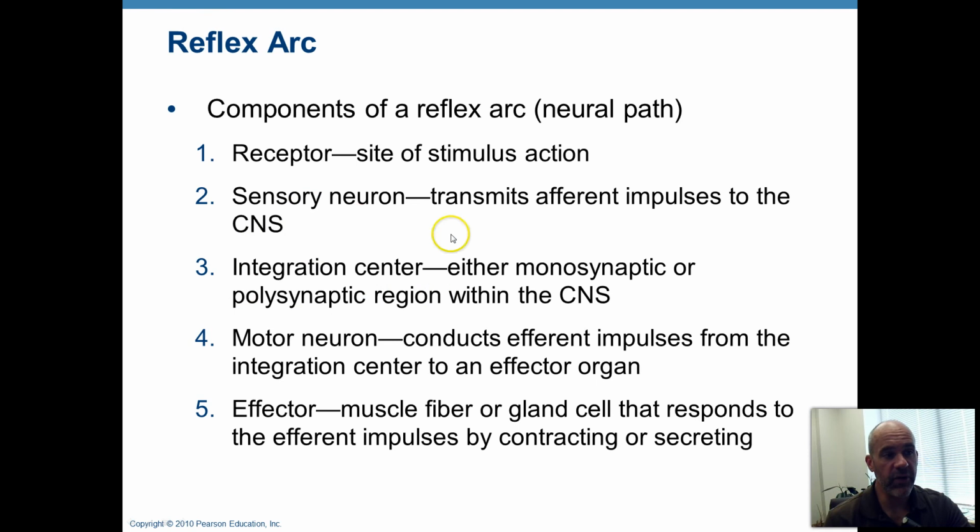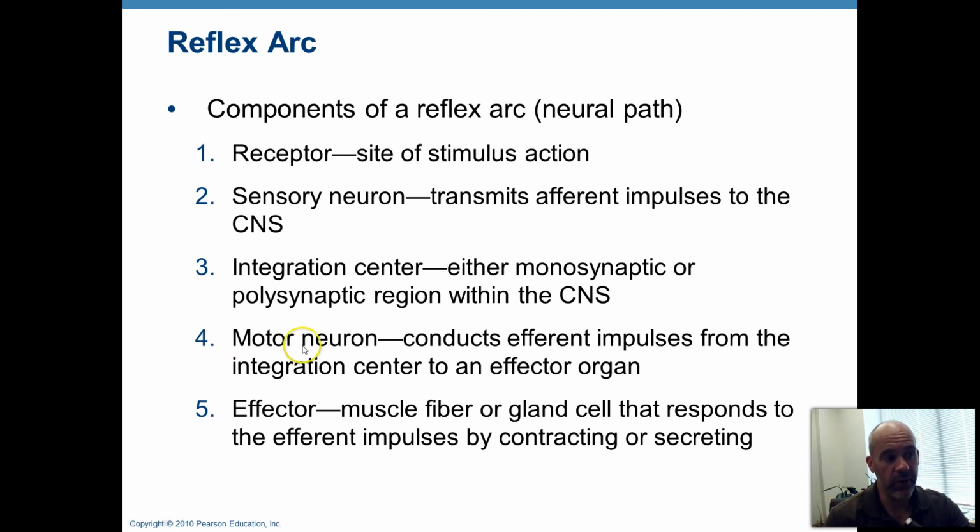Then you have an integration center within the central nervous system. Sometimes this is just entirely within the spinal cord itself, and it may either be monosynaptic, so that means it only involves one synapse, or polysynaptic, which means you've got a synapse onto this neuron, which then has a synapse with another neuron, which may have a synapse with another neuron before you reach a response. So you've got some communication through more than one neuron.